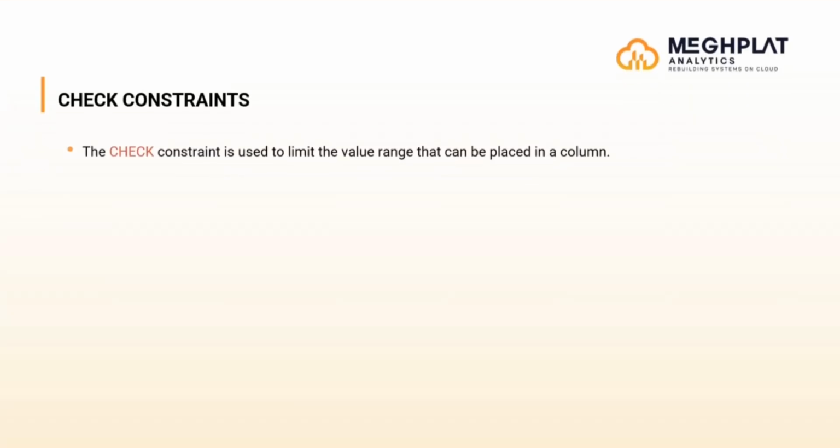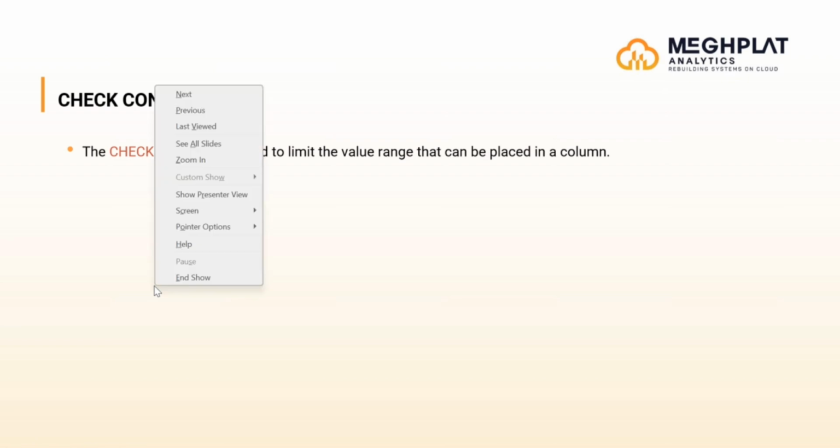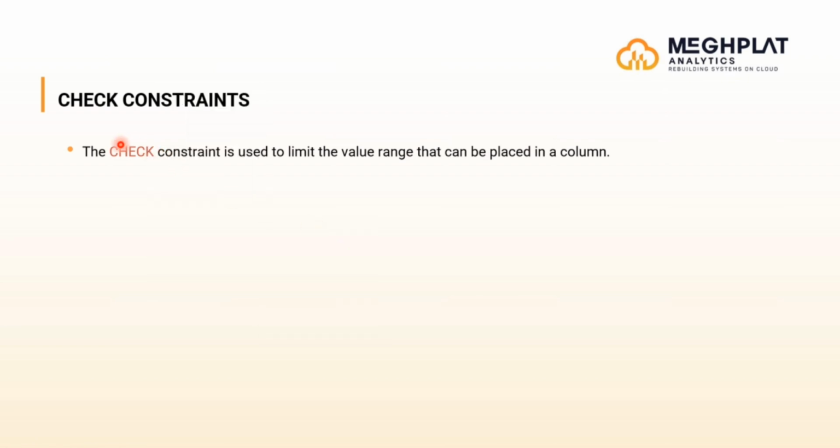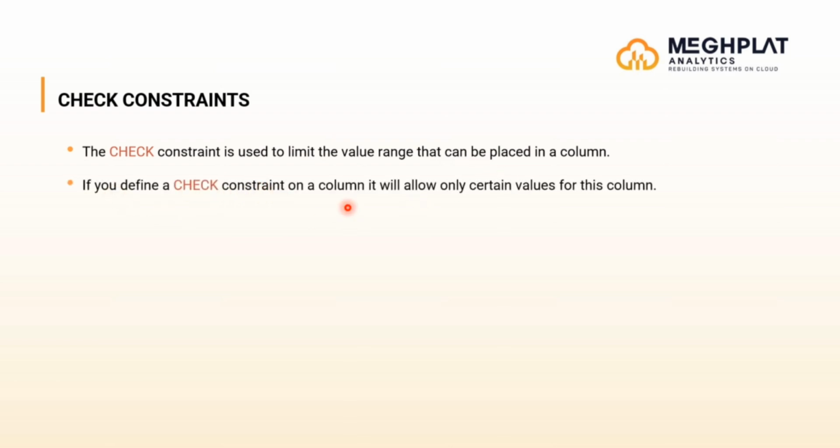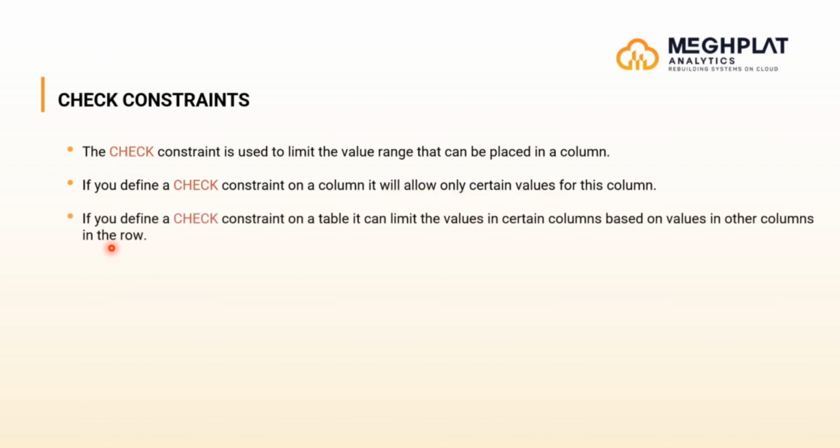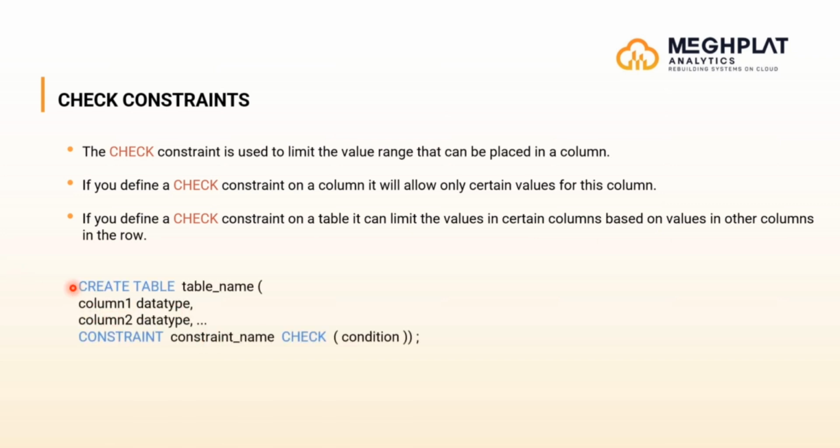The next one is the check constraint. The check constraint is used to limit the value range that can be placed in a column. If we define a check constraint on a column, it will allow only certain values for the column. If we define a check constraint on a table, it can limit the values in certain columns based on values in other columns in the row. Here is the syntax: CREATE TABLE, then the table name, columns and their data types, then the CONSTRAINT keyword with the constraint name, then the CHECK condition.